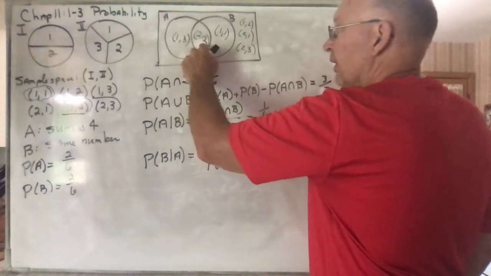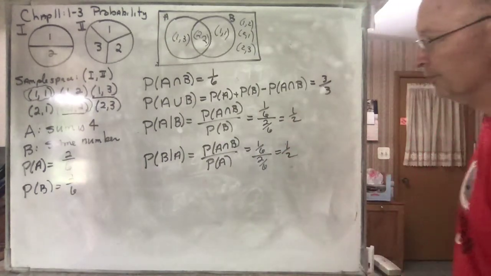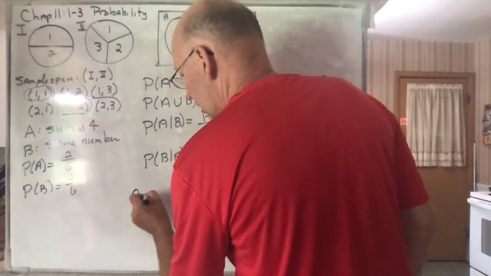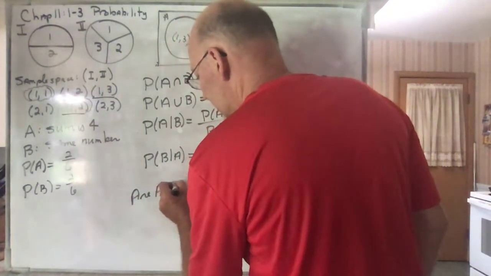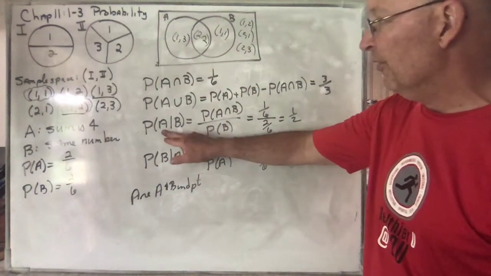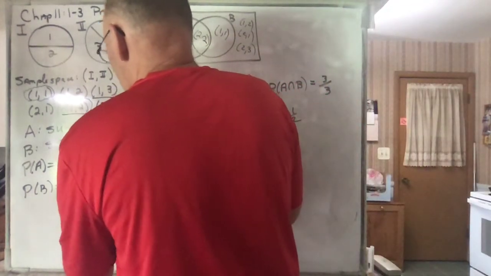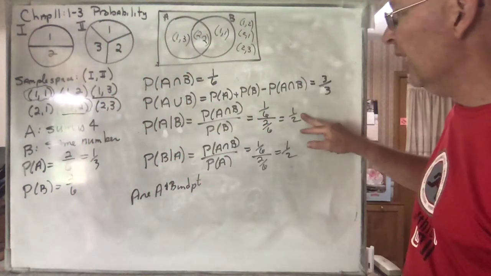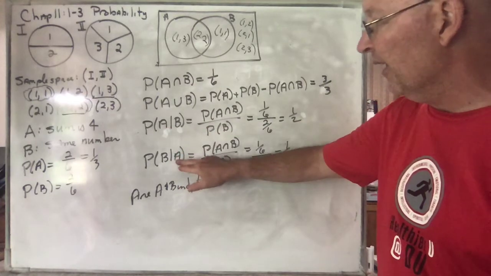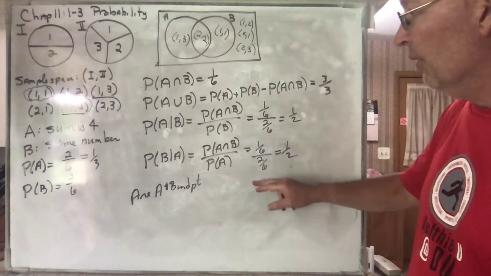So given the fact that you're one of these two things, what's the probability that you're that one? That's going to be 1 out of 2. Okay? So you got that. Are A and B independent? Well, is this the same as the probability of A? No, the probability of A is 1/3, and the probability of A given B is 1/2. So knowing B changed what you know about A. Similarly, knowing that A happened changes what you know about B. Okay? So they are not independent.